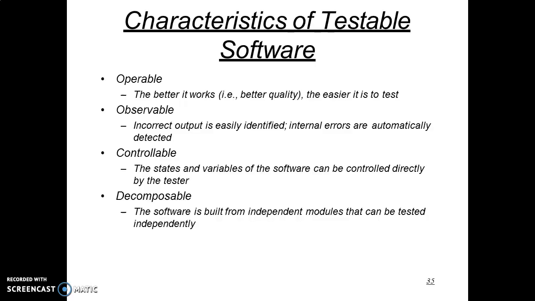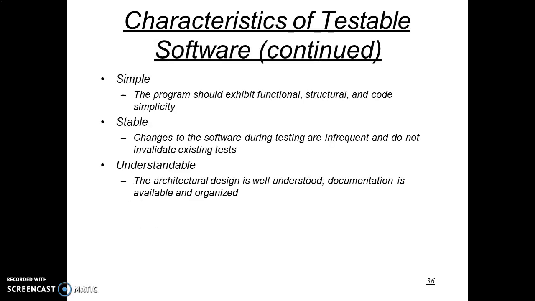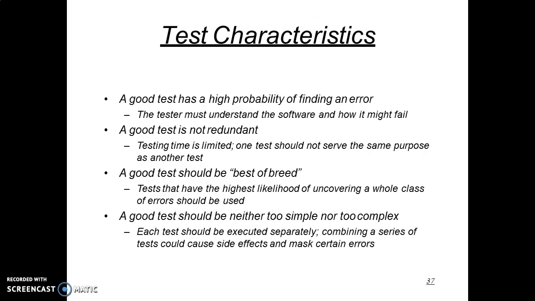So we have seen the characteristics of testable software. It should be operable, observable, controllable, decomposable, simple, stable, and understandable. Now, test characteristics. A good test has a high probability of finding errors. The tester must understand the software and how it might fail. The third party must know how we can break the system. A good test is not redundant.